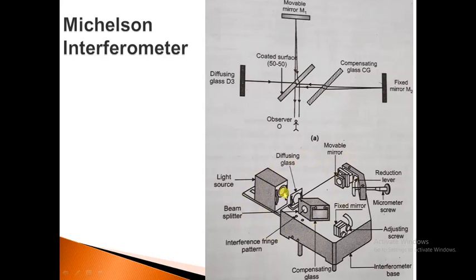Here in this Michelson interferometer, it utilizes monochromatic single wavelength light from an extended source, and this light falls on the beam splitter.